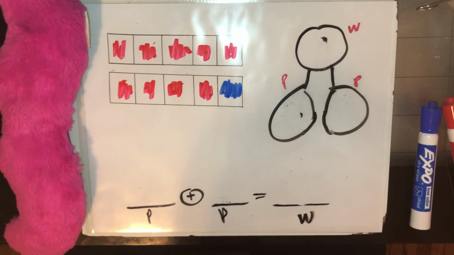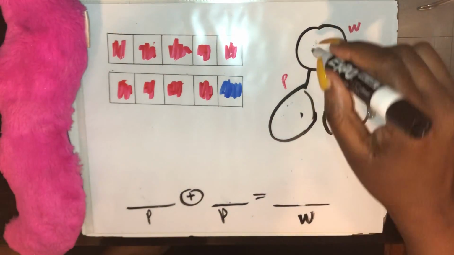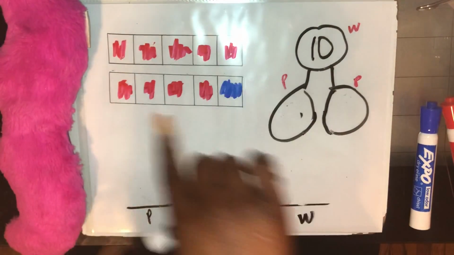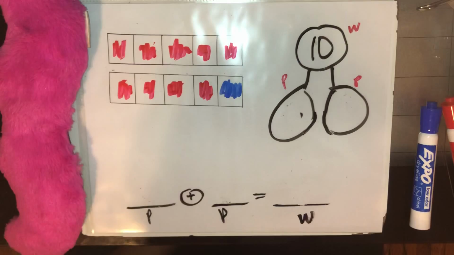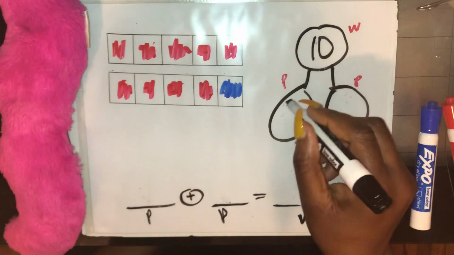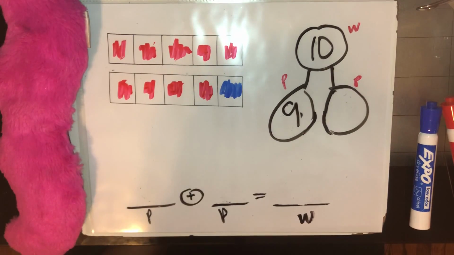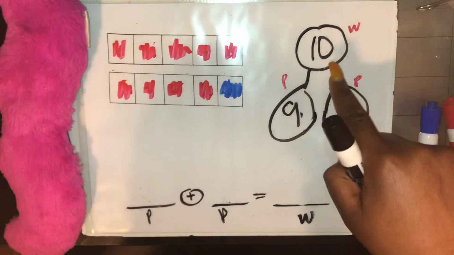All right? So what did you write? What number should go in my whole? Yep, I have 10 all together, because remember there's 5 at the top, 5 at the bottom, and everything is colored in. How many are red? I have 9 that are red, so I'm going to write 9 in my parts. And how many are blue? I have 1 that is blue, and 9 plus 1 equals 10.